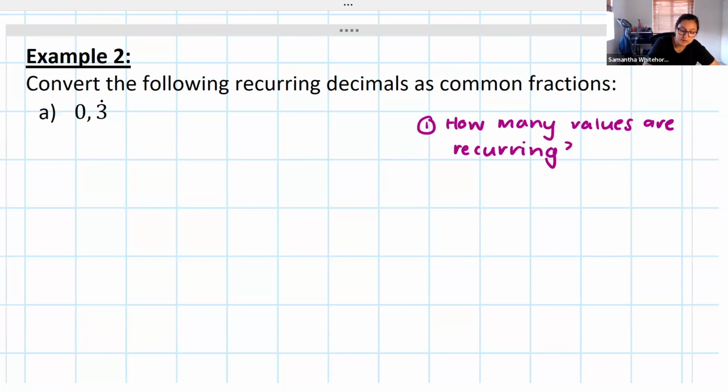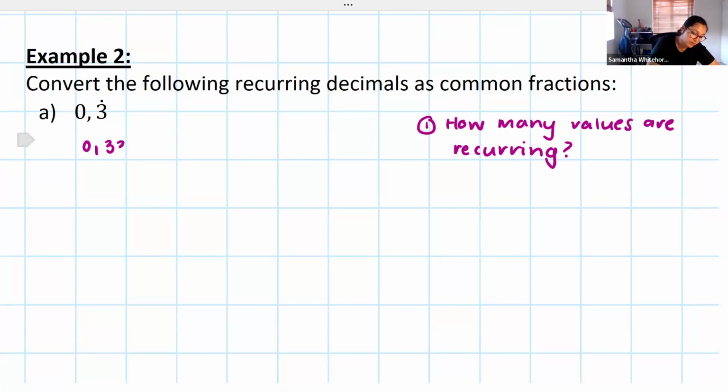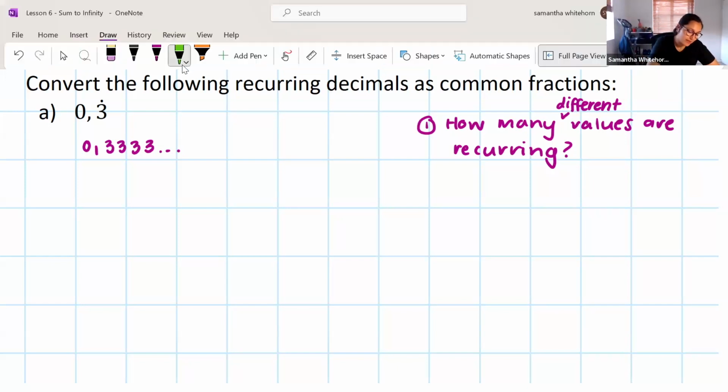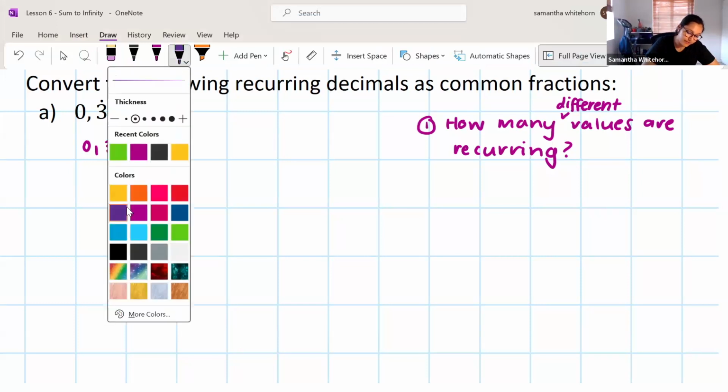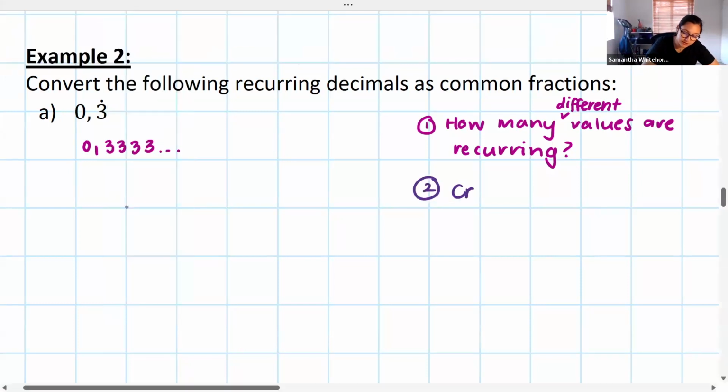So in this case, we have 0,3333, etc. It's only one unique number that is recurring. So you can say how many different values, I suppose, if that makes a bit more sense, or how many unique values. But essentially, it's only the 3 that's recurring. And so what we now want to do is create a geometric series based on this recurring decimal. So that is now going to be our second step here. We now want to create this geometric series.